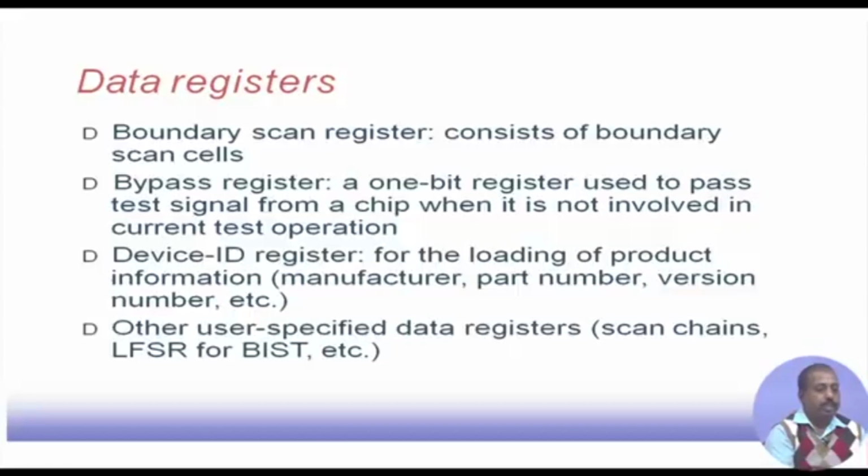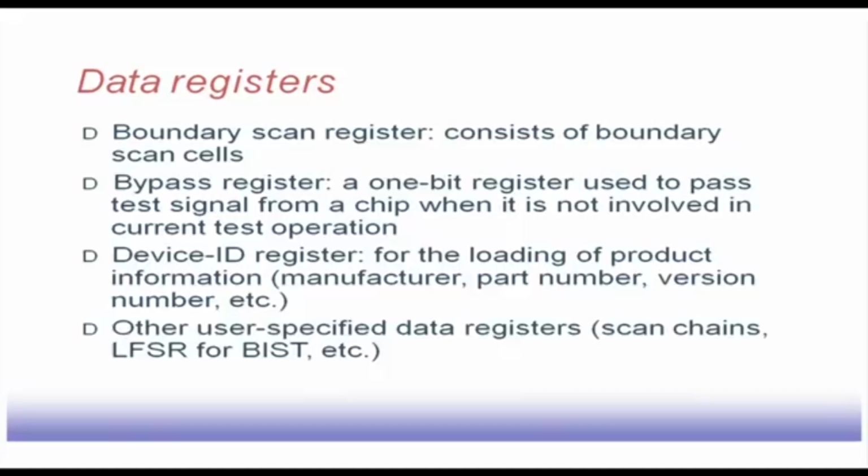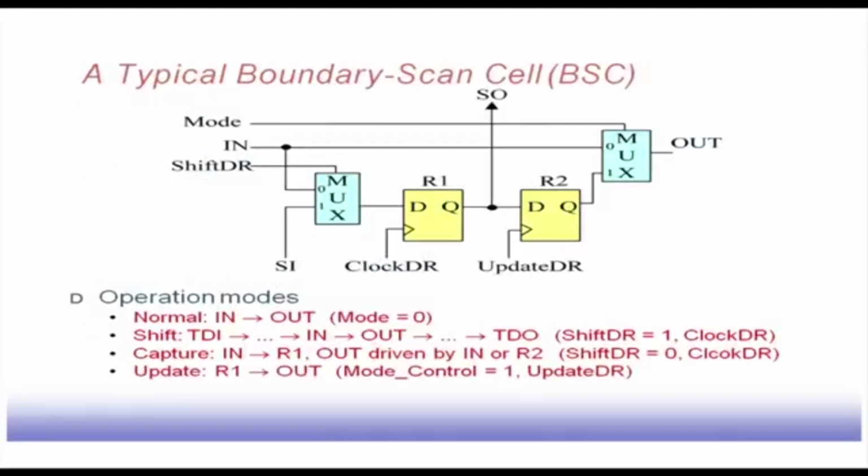Then there is a device ID register, for the loading of product information like manufacturer part number, version number, etc. Later on we can send some command to check whether this device ID matches with the device ID for which we are sending the pattern, and accordingly several such test patterns can be applied conditionally. And other user specified data registers like scan chains, LFSR, BEAST, etc. are also forming some data registers.